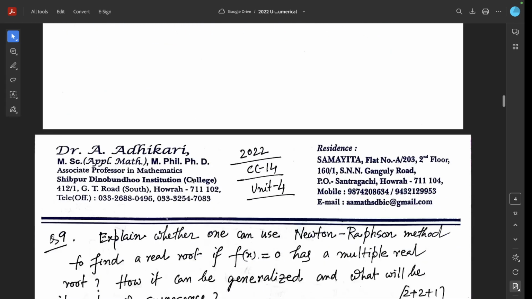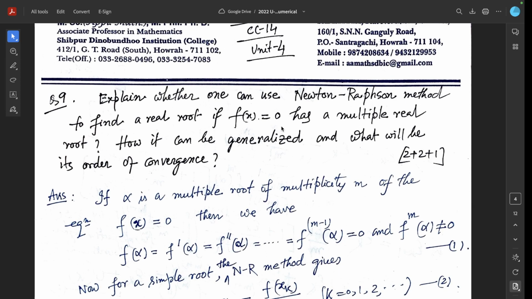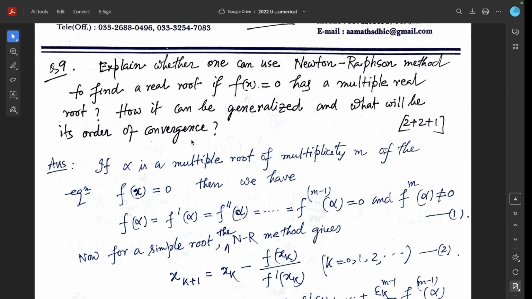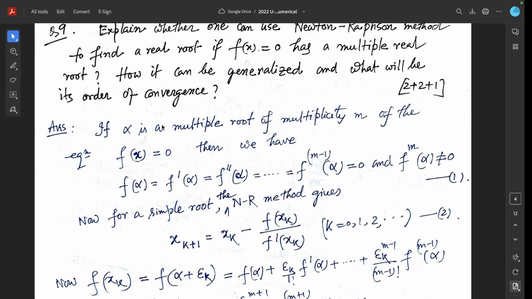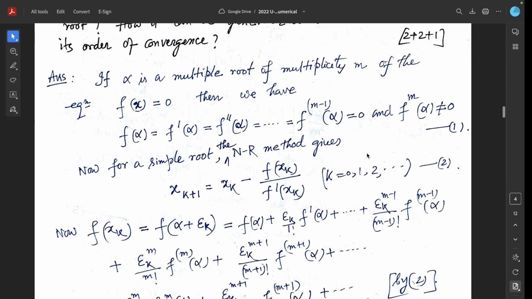Next question, question 9. Explain whether one can use the Newton-Raphson method to find a real root if f(x) equal to 0 has a multiple real root, how it can be generalized, and what will be its order of convergence. If alpha is a multiple root of multiplicity m of the equation f(x) equal to 0, then we have f(alpha) equal to f dash alpha equal to f double dash alpha, up to the (m minus 1)th derivative at alpha equal to 0, and the mth derivative at alpha not equal to 0.